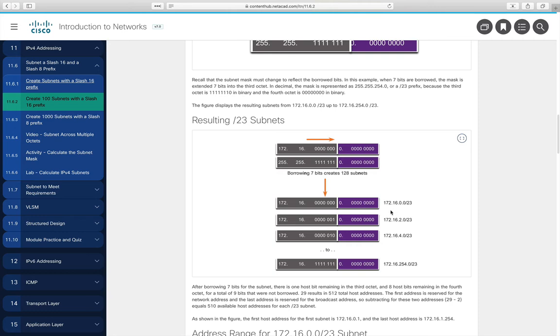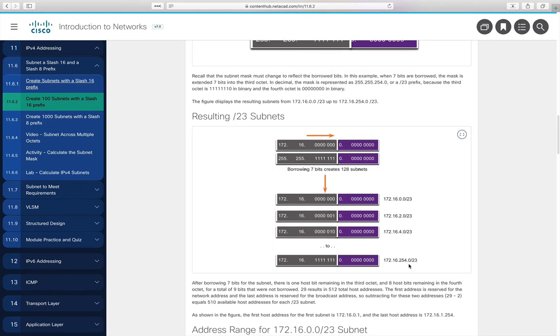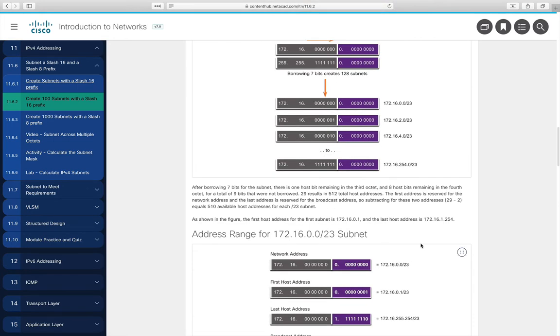So, the first subnet would be 0.0, the next would be 2.0, the next would be 4.0, all the way down to 254.0 for the last subnet.